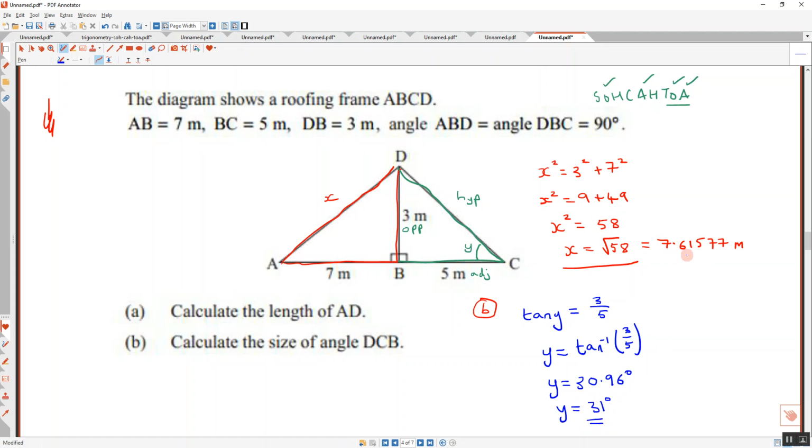Now going back to part A, if you did round it, we're dealing in meters here, and it's a roofing frame, so we want it to be fairly accurate. I'm going to round it to the nearest centimeter. So 7 meters 62, because the 5 makes the 1 round up to a 2. So either this answer or this one.